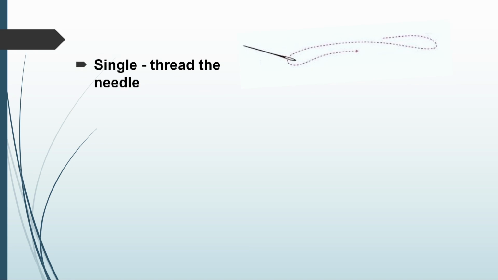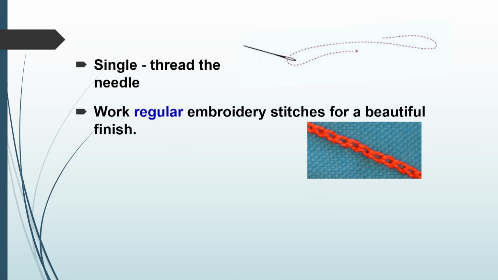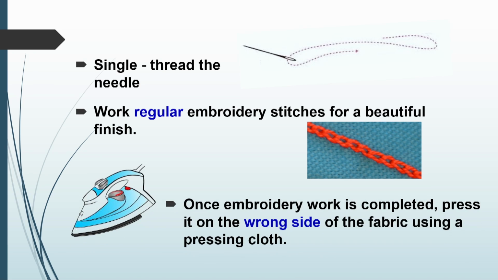The hand sewing needle should be single-threaded before starting any embroidery stitch. To obtain a beautiful embroidery work, always try to work regular stitches. Remember that stitches should be neat on both right and wrong sides. Finally, once the embroidery work is completed, press on the wrong side of the fabric using a pressing cloth. In doing so, your embroidery work will have a neat finish.